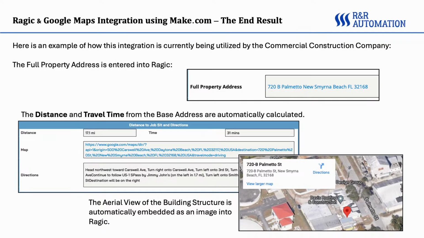Here is an example of how this integration is currently being utilized by the commercial construction company. The full property address is entered into Ragic. The distance and travel time from the base address are automatically calculated. The aerial view of the building structure is automatically embedded as an image into Ragic.